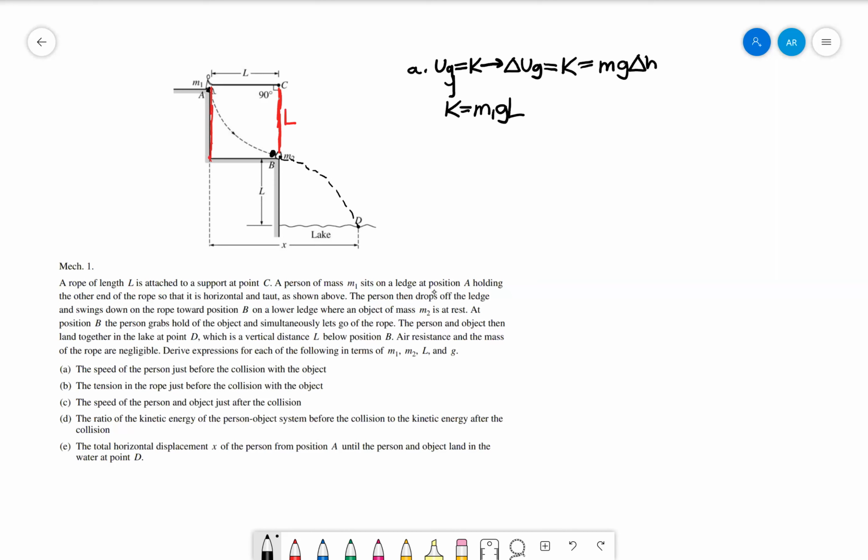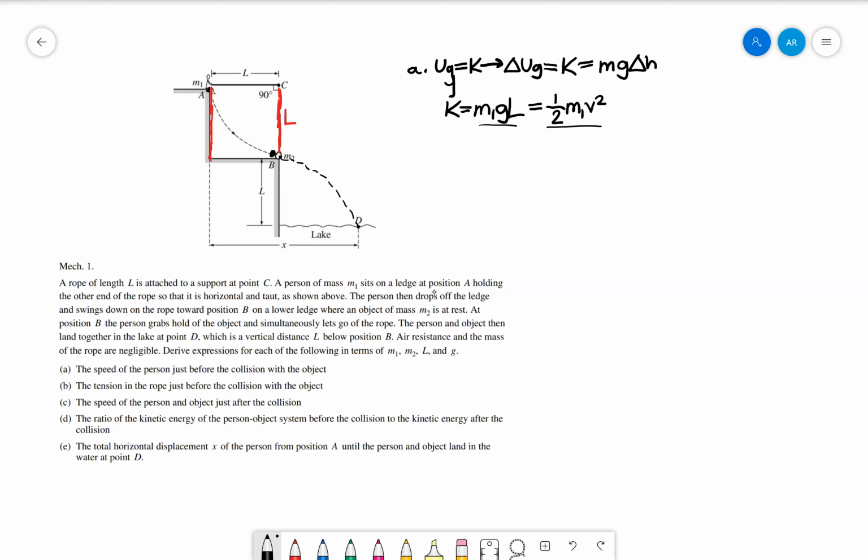Now, this kinetic energy is equal to 1/2 M1 times V squared. So that is the formula for kinetic energy. What we're basically saying is that this expression must be equal to this expression. Now, how do we solve this equation for V? Because that's what we want to find. At the bottom, it will be moving with the speed V.